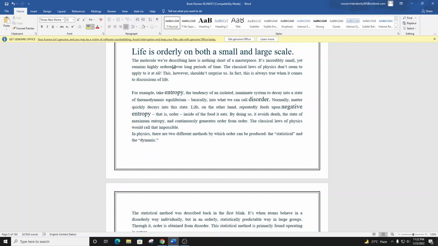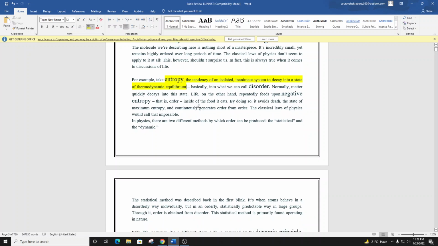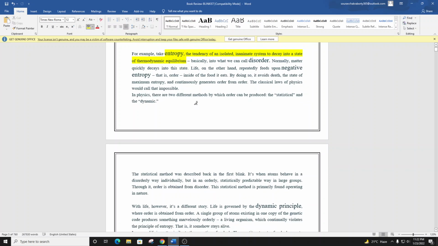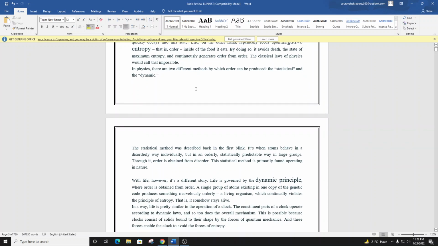For example, take entropy, the tendency for an isolated, inanimate system to decay into a state of thermodynamic equilibrium, basically into what we can call disorder. Normally, matter quickly decays into this state. Life, on the other hand, repeatedly feeds upon negative entropy, that is, order, inside of the food it eats. By doing so, it avoids death, the state of maximum entropy, and continuously generates order from order. The classical laws of physics would call that impossible. In physics, there are two different methods by which order can be produced: the statistical and the dynamic.